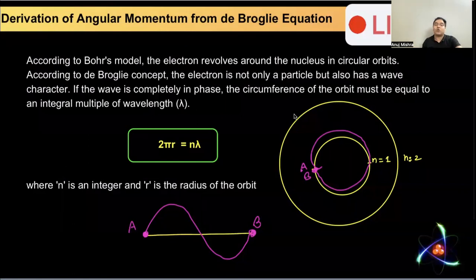With the same logic, n equals 2 should have how many waves? Type in chat box. If n equals 1 has 1 wave, how many waves should n equals 2 have?